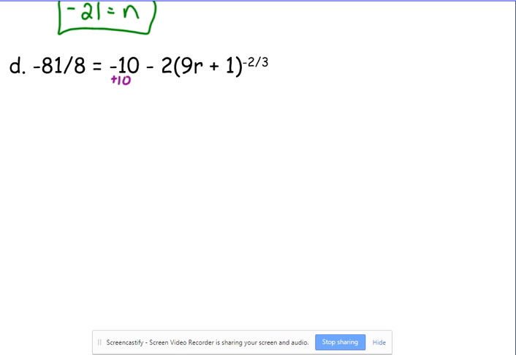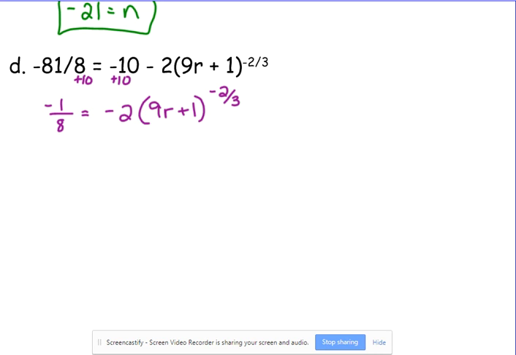So we've got to add 10 to both sides. Well, adding 10 to that, we need to add 10 so that it has a denominator of 8. So that would be adding 80 over 8. Negative 81 plus 80 is negative 1/8. You can, of course, use your calculator, but I encourage you to practice those fractions without your calculator.